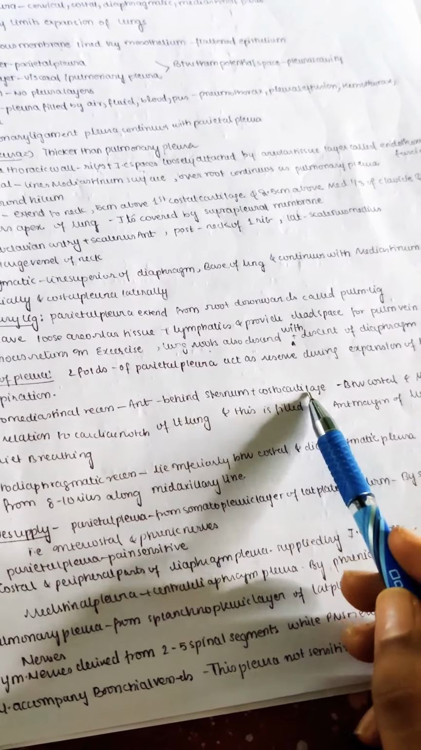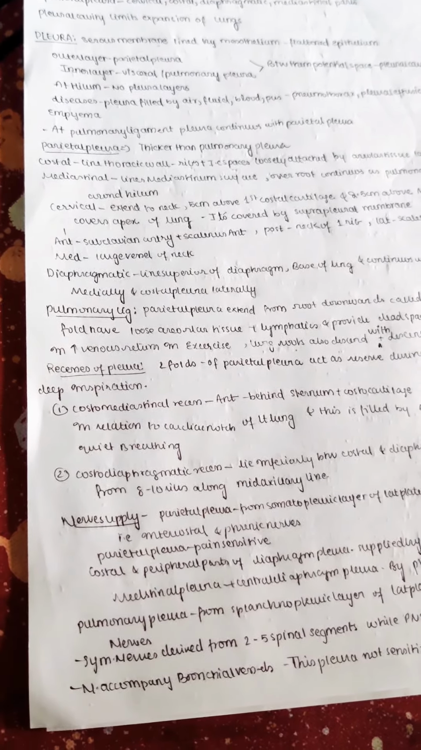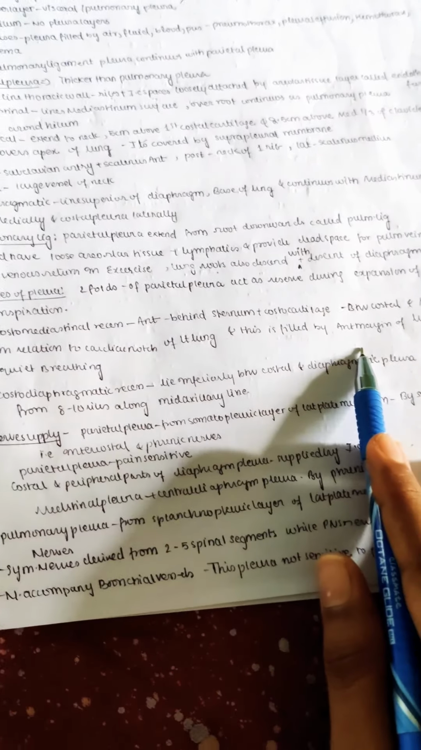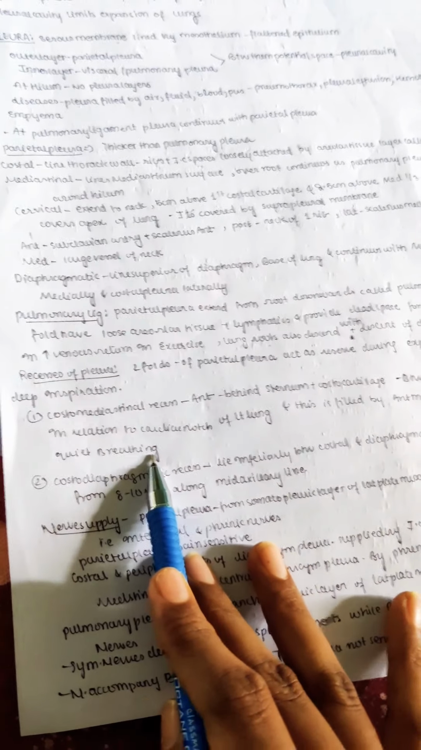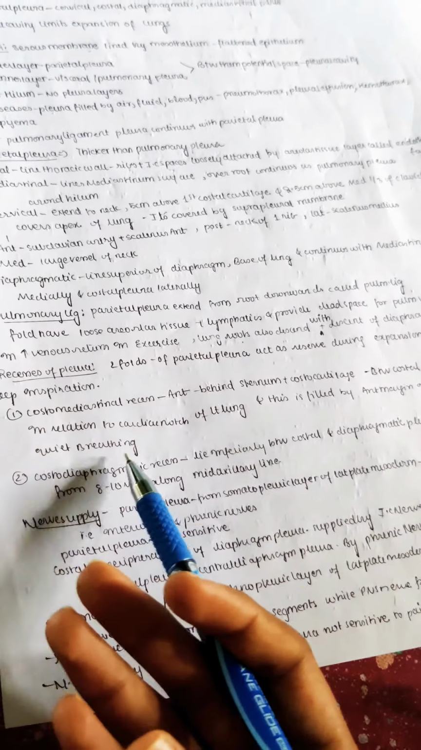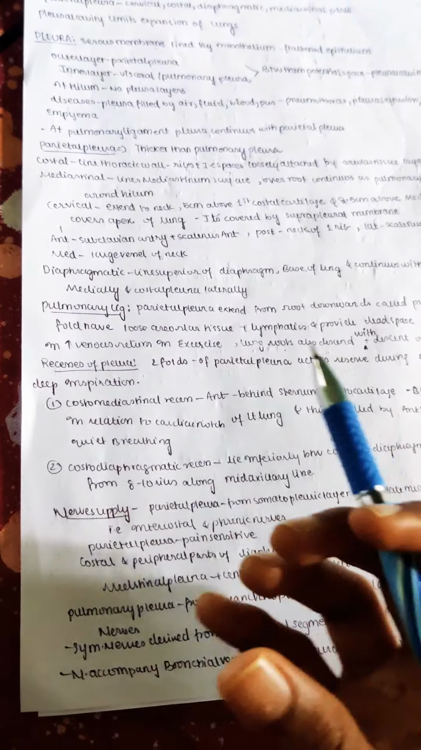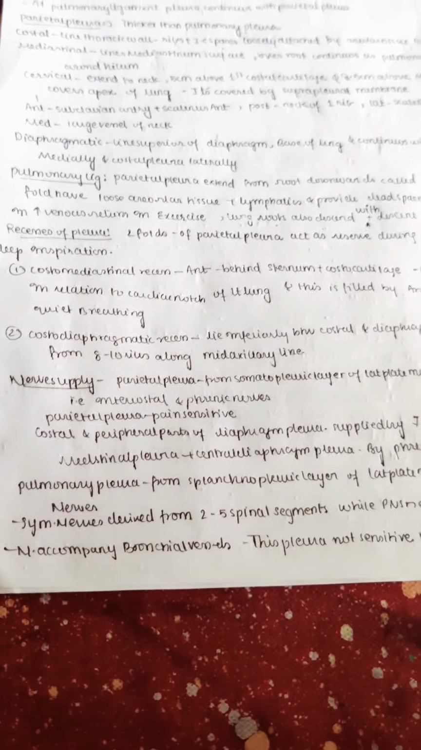So anteriorly it's behind the sternum and also the costal cartilage, between the costal and mediastinal pleura, and in relation to the cardiac notch of the left lung. We know that in the left lung we have the cardiac notch, so it is mainly related to that, and this is mainly filled by the anterior margin of the lungs even in quiet breathing, because this costo-mediastinal recess is somewhat nearer to the anterior surface of the lung, or you can say the apex of the lung.